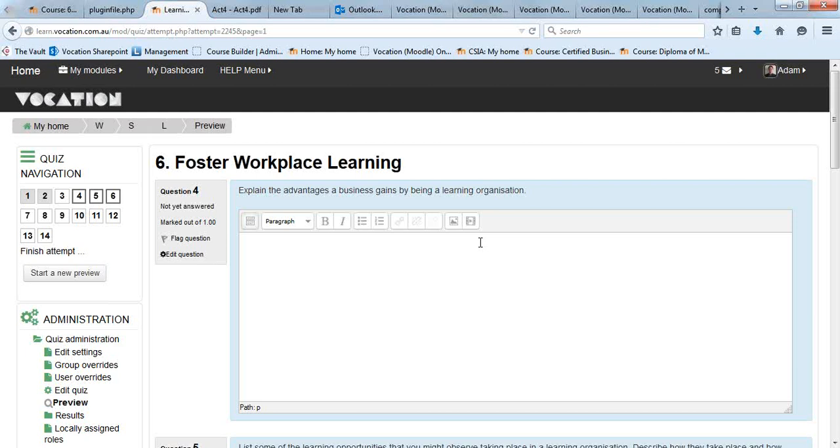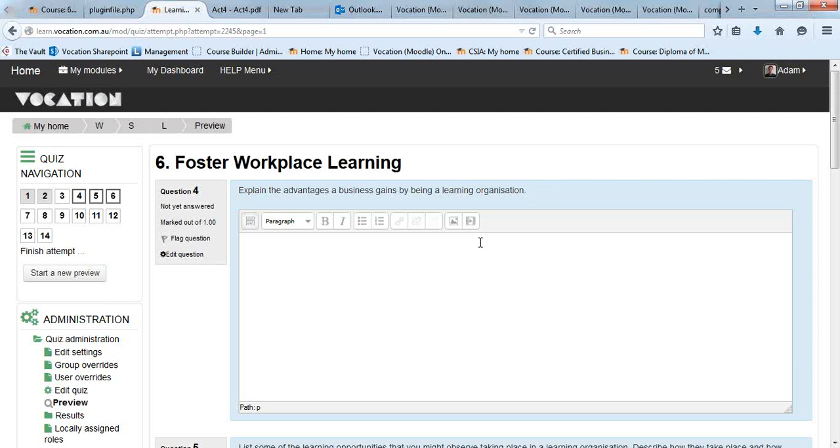Obviously, the financial advantage we talked about before in terms of retention of staff, and I mean, imagine a business that's far more skilled than, I guess, its competitor. There's clearly some benefits to that. Do you want to add anything?